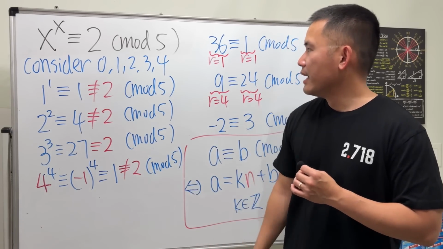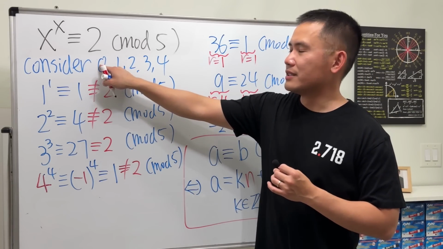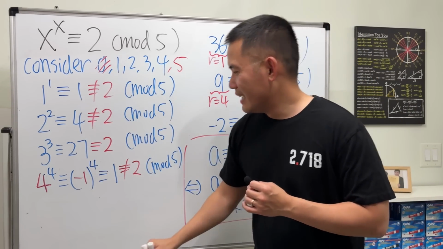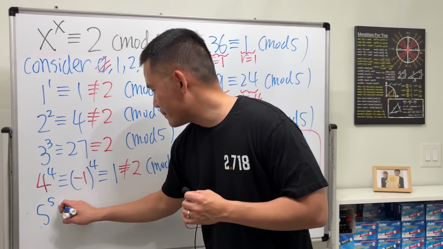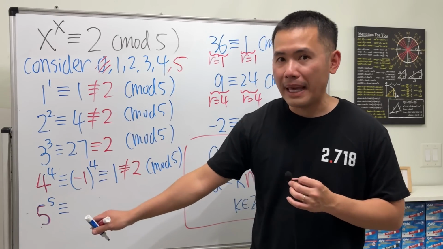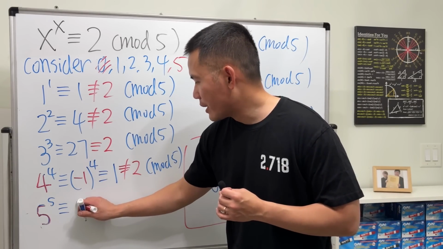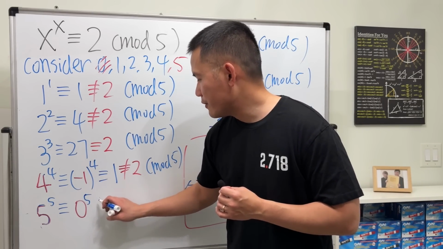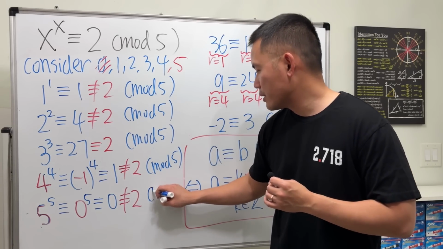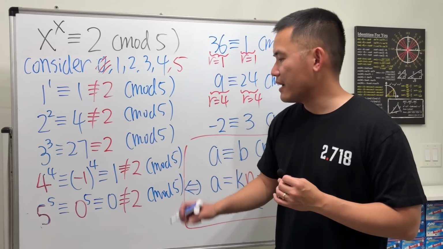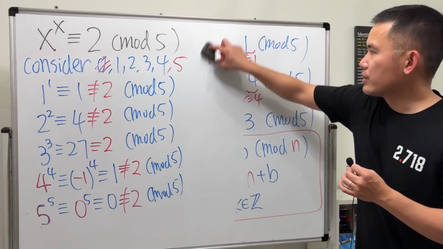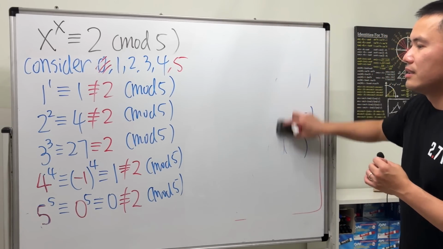Lastly though, I still have to check the 0, but let me just check 5 first. That will give us 5 to the 5th power. Well, let's do the same thing. I'm going to mod the base. If I mod the base, this right here is 0, and then to the 5th power, this is just 0, which is not congruent to 2 mod 5. So if you take a look, it looks like this is done. The answer is just 3, right?